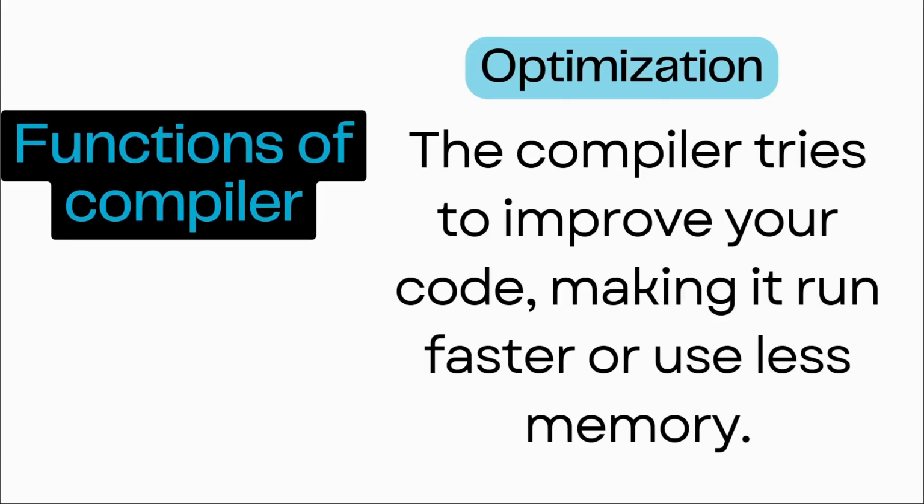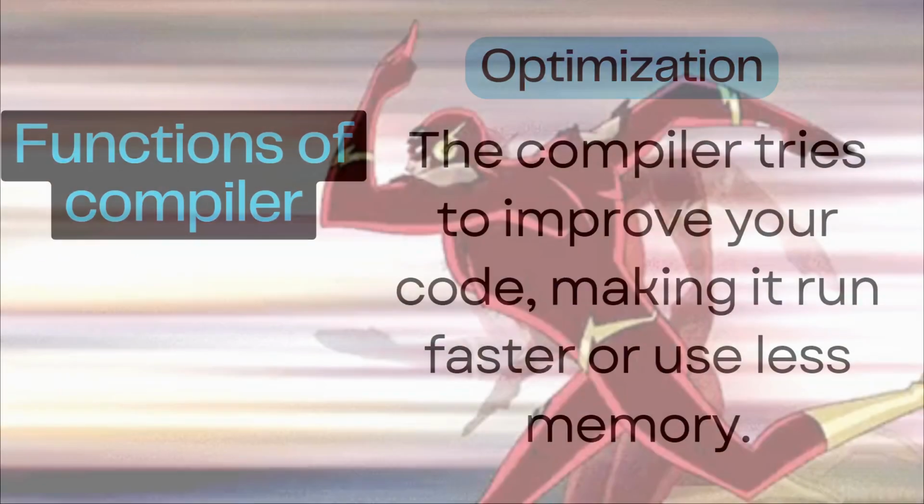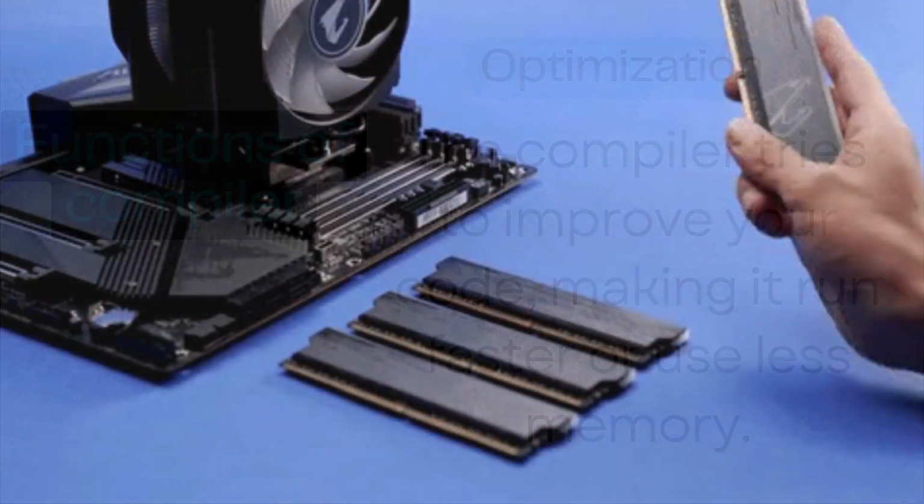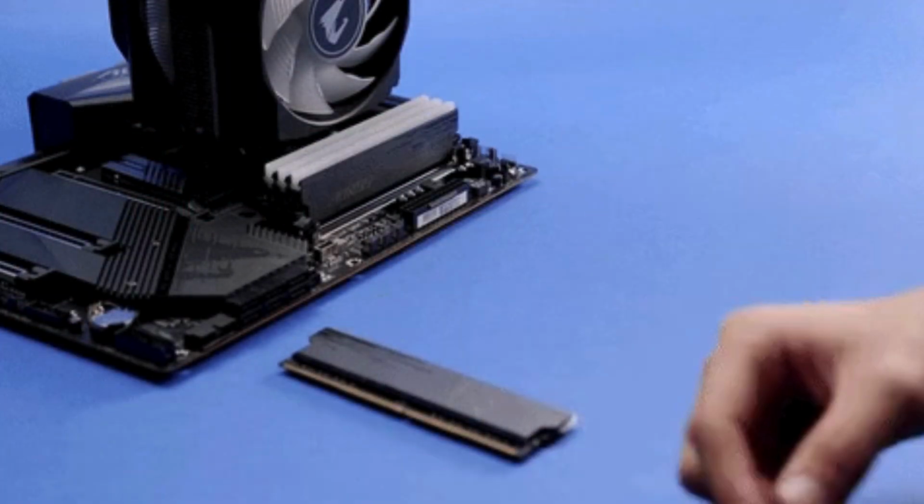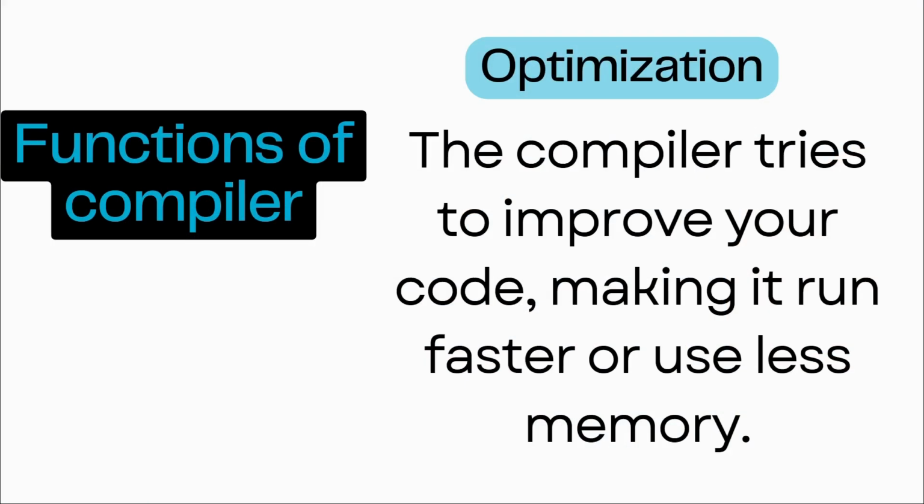So the compiler even tries to improve your code, making it run faster or use less memory as well. Not only this, even code generation. The compiler translates the syntax tree into intermediate representation, which is then converted into machine code, that is zeros and ones, specific to the target architecture. It even performs optimizations, like it improves your code, so it runs faster and uses less memory. So this is the most important function of the compiler.